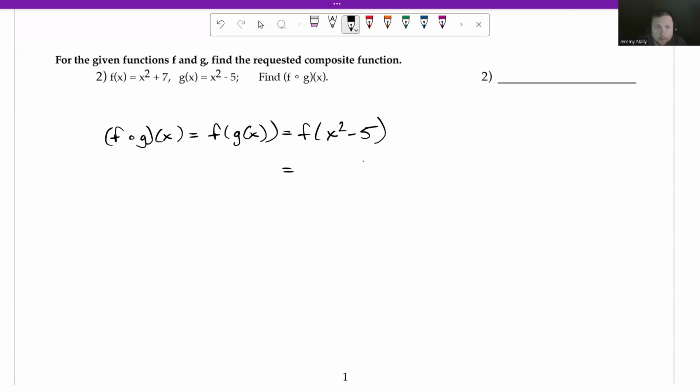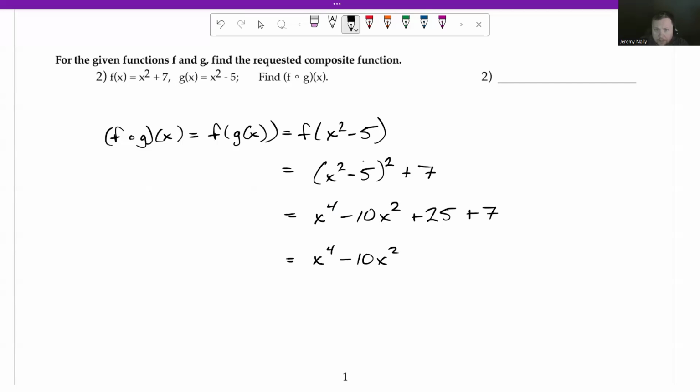And now for f, that's taking the input, squaring it and adding 7. So I'm going to take that x squared minus 5, square that, and then add 7. Multiplying that out, I get x to the 4 minus 10x squared plus 25 plus 7. So then it simplifies to x to the 4 minus 10x squared plus 32.